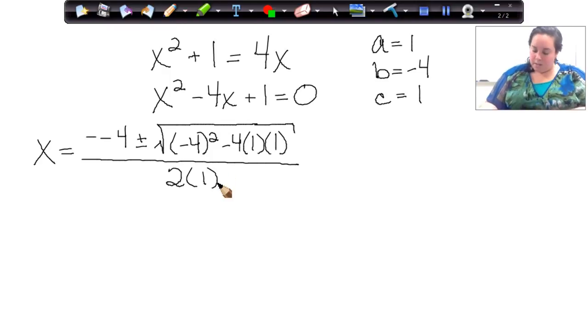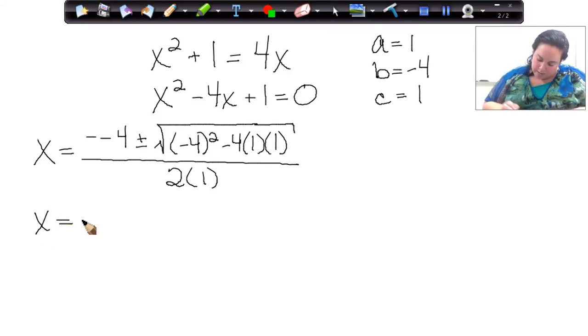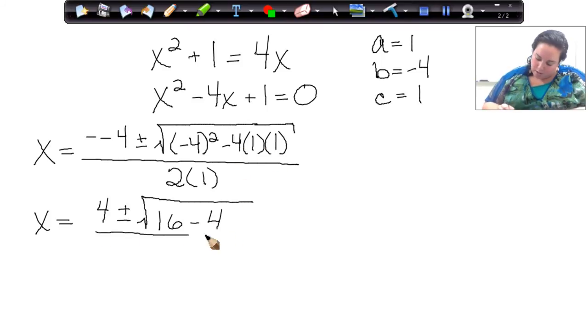Okay, so let's simplify this. X equals negative 4 is positive 4, plus or minus the square root of negative 4 squared is 16, minus 4 times 1 times 1, over 2 times 1. Okay, keep going, keep simplifying. Underneath the radical, we have 16 minus 4, which is 12.